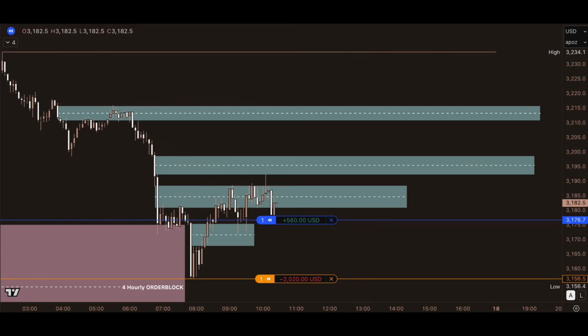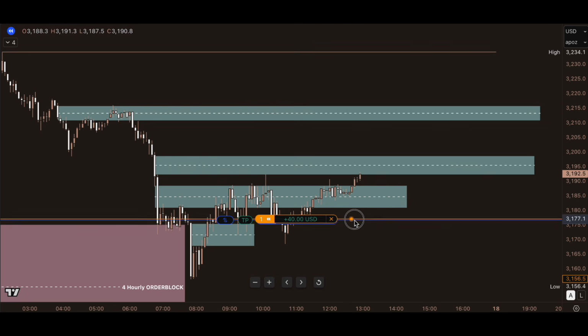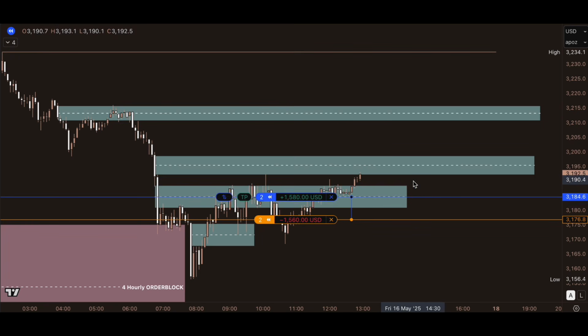Have we closed above it yet? Nope, we haven't. See that? We still haven't closed above to validate that next IFVG. Once we do, right here, you can move your stop loss to break even. You can even enter a second position if you want.